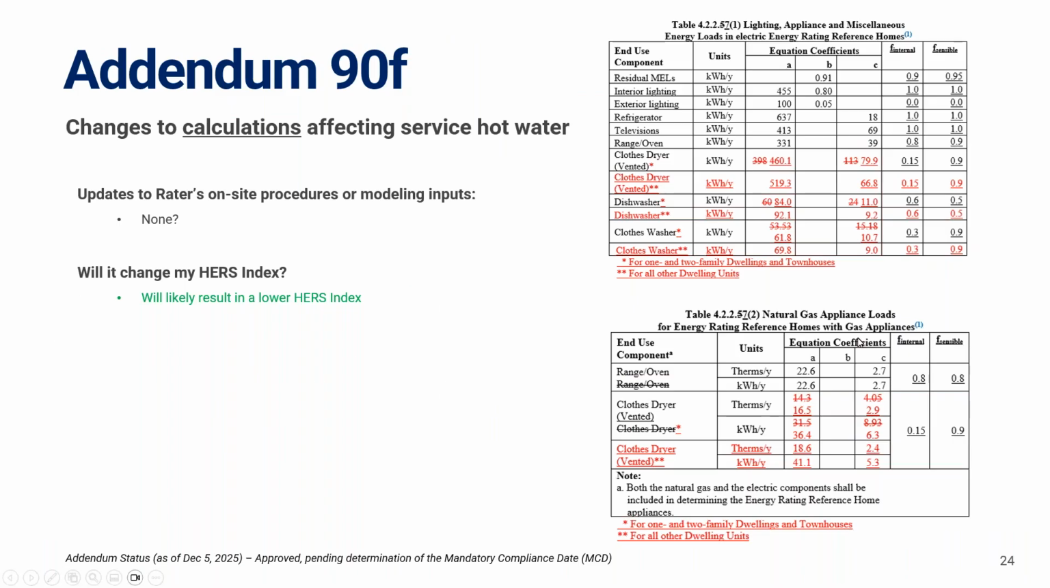In the standard, we're basically adding new lines, and this is really just on the software side to how they implement this, because this is mostly for the reference home calculation. So it doesn't really impact the rater at all. They don't have to collect any additional information, but it will likely result in lower HERS index calculations because overall the amount of energy used for hot water appliances will probably drop. And so that's all there is to 90F.